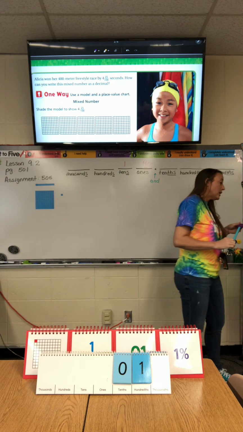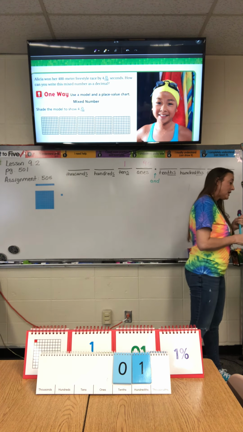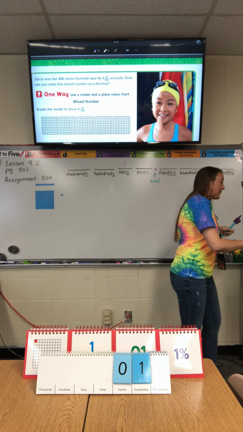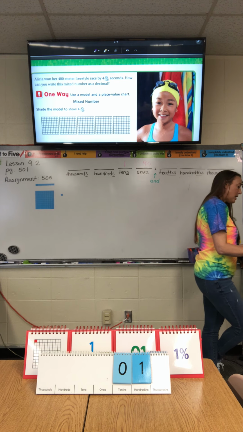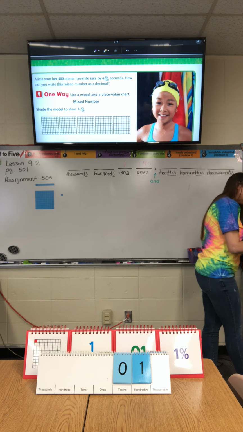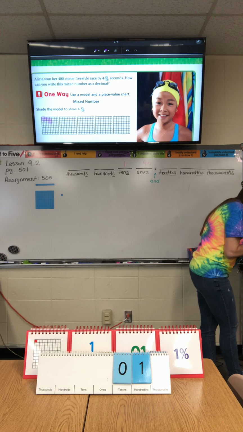Alicia won her 400-meter freestyle race by 4 and 25/100 seconds. How can you write this mixed number as a decimal? So first we're going to shade the models to show 4 and 25/100. I'm going to try something here. This didn't work real well when I tried it before. Okay, maybe it'll work this time.